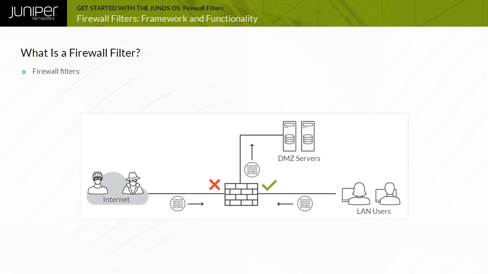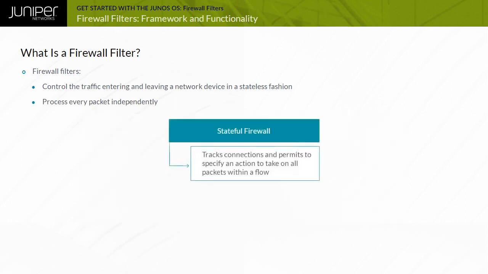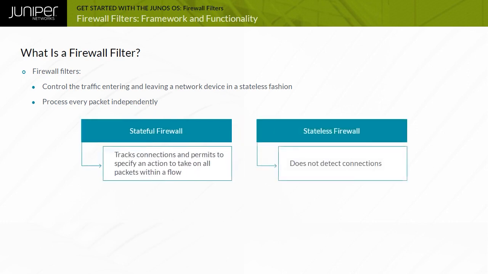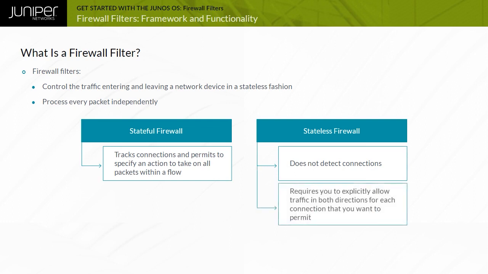The Junos firewall filters are stateless, and the software primarily uses them to control traffic passing through a Junos device. Stateless firewall filters examine each packet individually. Thus, unlike a stateful firewall that tracks connections and permits you to specify an action to take on all packets within a flow, a stateless firewall filter does not detect connections. The stateless nature of these filters can affect the way you write the firewall filters.